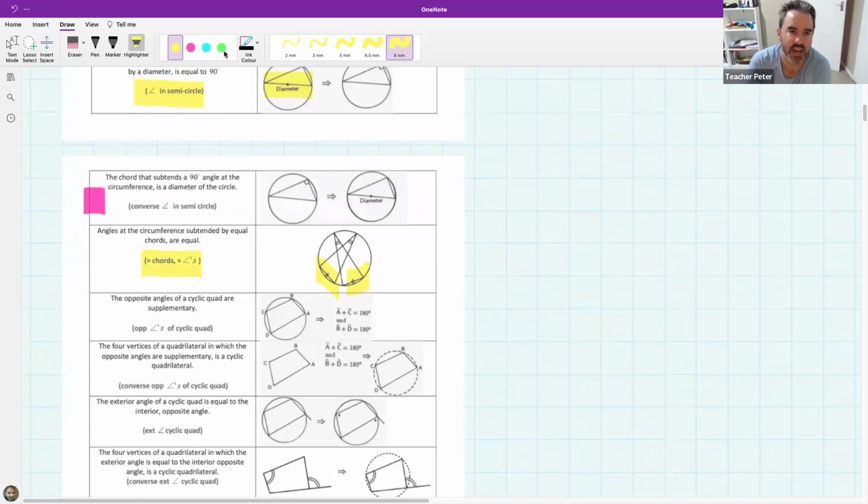And then on Monday, we dealt with opposite angles of a cyclic quad, that they add up to 180. And we also dealt with the exterior angle of a cyclic quad is equal to the interior opposite. And we used that reason.